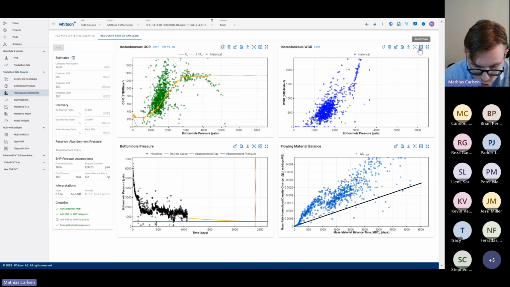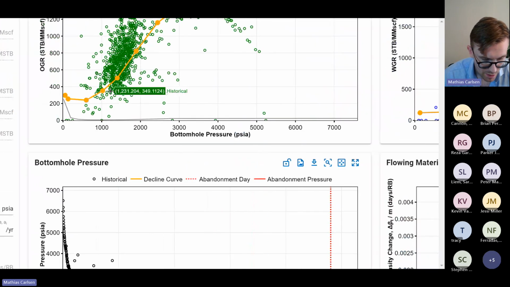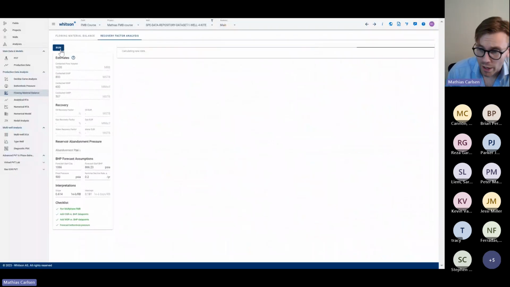But you need to do this for the OGR. And there's a reason why it dips up and down. We'll talk about that in the PPT course. And then also here on water, you can just do something like this. Make sure that it curves such that it doesn't go through zero, that it's at least some water at some value, that there's a positive intercept here. Same here. Okay, when you're done with that, you go ahead and click Run.